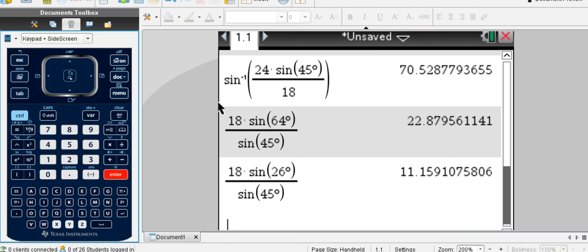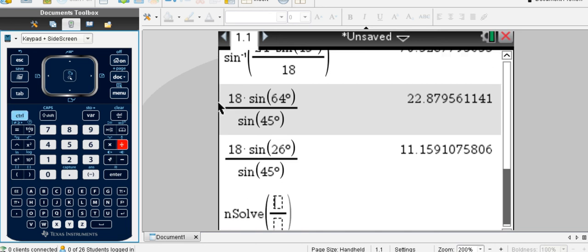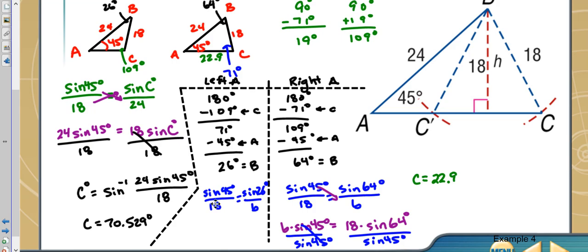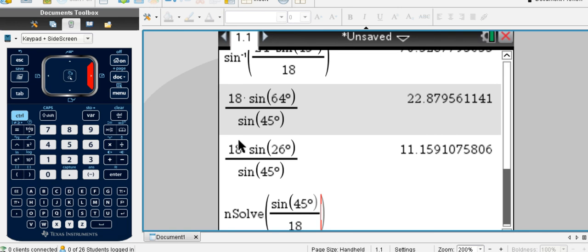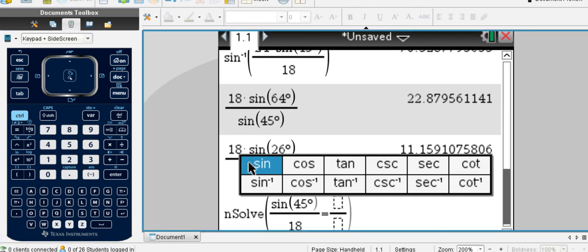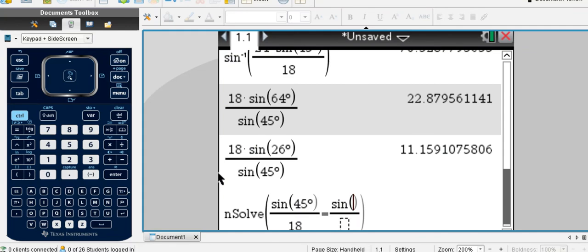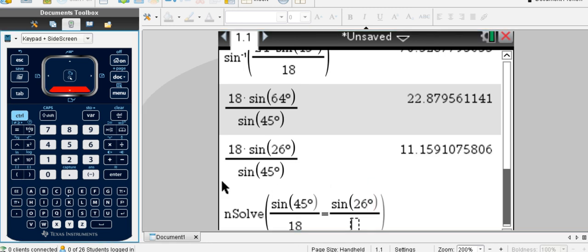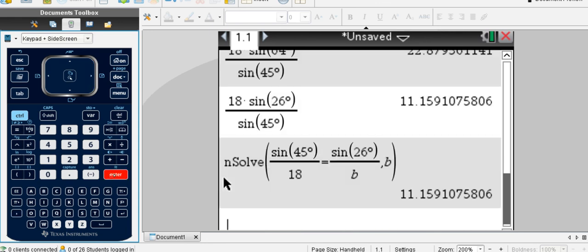But I told you I was going to solve it, so I will. So we'll go menu 3-1. That's where you get to solve. And we had a fraction, and we had that sine of 45 degrees. Whoops, what I did there, if you were just wondering, is I typed in sine rather than going to the button. Over 18 has got to equal, we have another fraction, sine of 26 degrees divided by some amount. We called it the letter B, so I'll do the same thing here, and then you do comma B. Now if I did our work correctly, we should get this exact same answer, and we do.